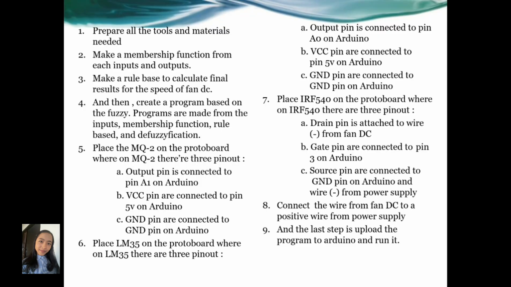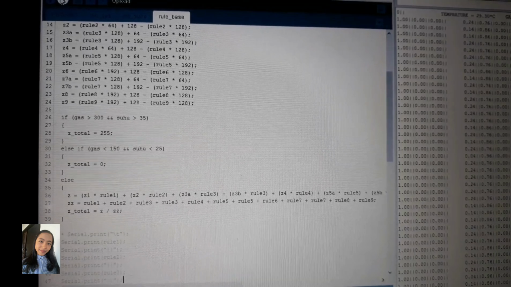Eighth, connect the wire from the DC fan to the positive wire from the power supply. Ninth, the last step is to upload the program to Arduino and run it. This is our program. Now we are going to upload the program to the Arduino.